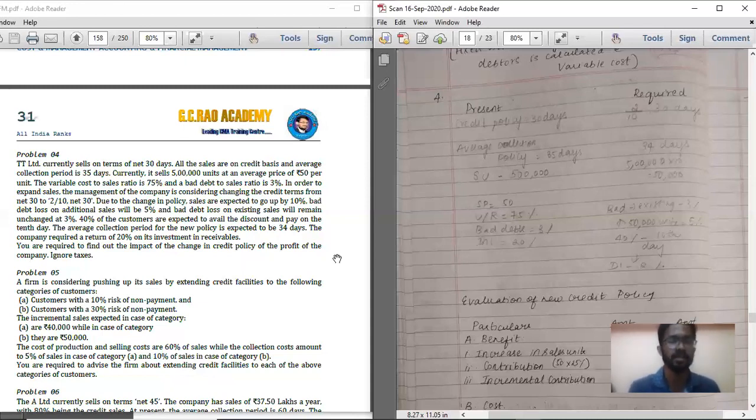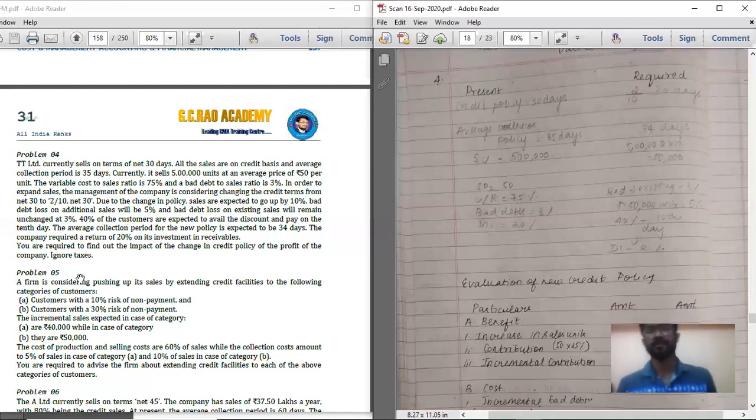That is 365 days. The company requires a return on investment of 20% on its investment in receivables. That is, it is expecting a 20% return on investment. You are required to find out the impact of the change in credit policy on the profit of the company. That is, because of this change in policy, what is the impact on the profit? Ignore taxes. So this is problem number 4.